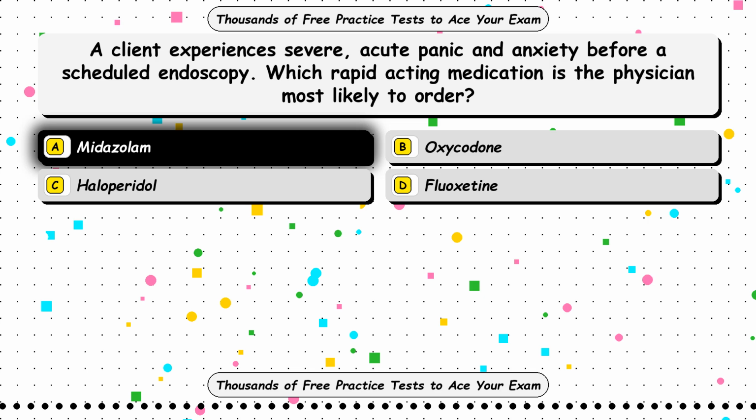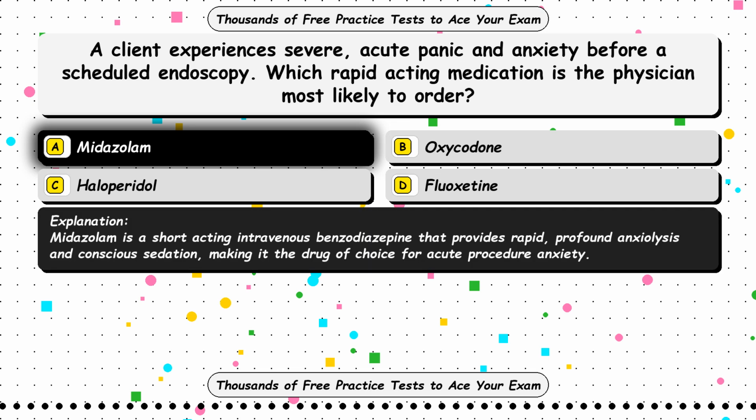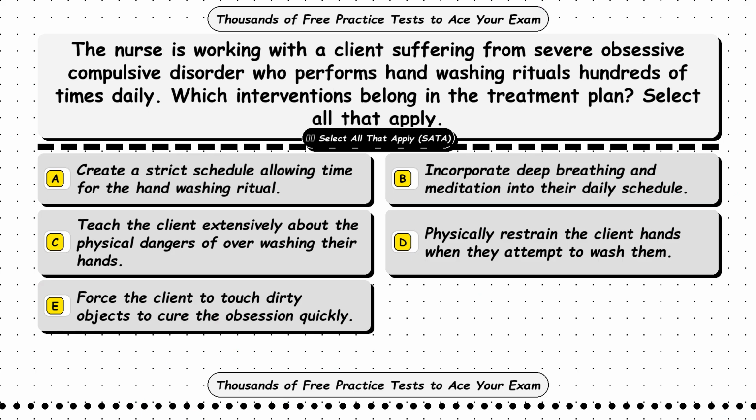The correct answer is option A, midazolam. Midazolam is a short-acting intravenous benzodiazepine that provides rapid, profound anxiolysis and conscious sedation, making it the drug of choice for acute procedure anxiety.